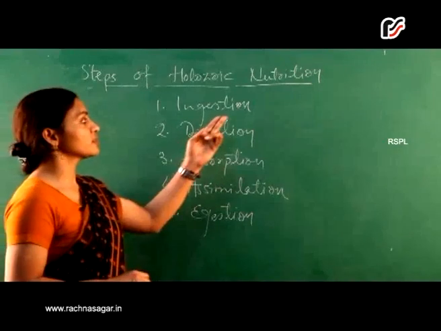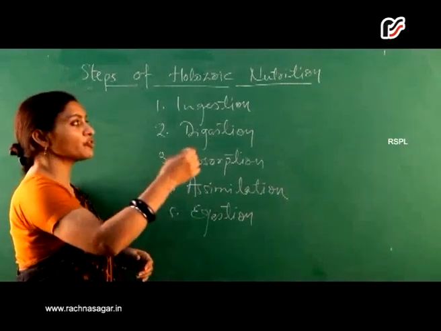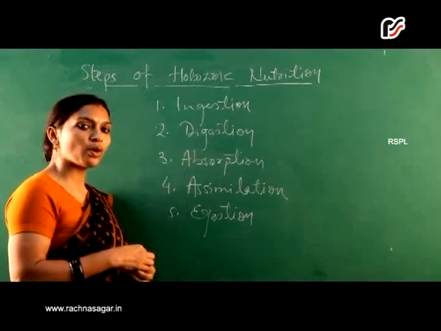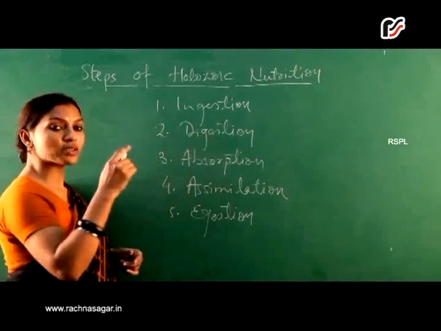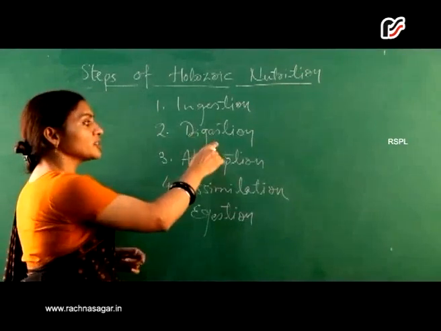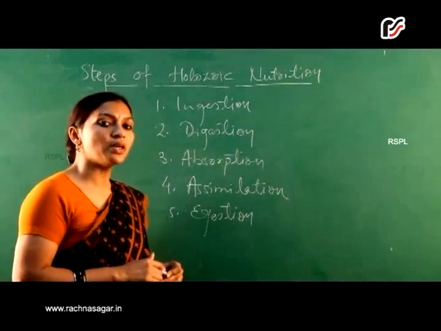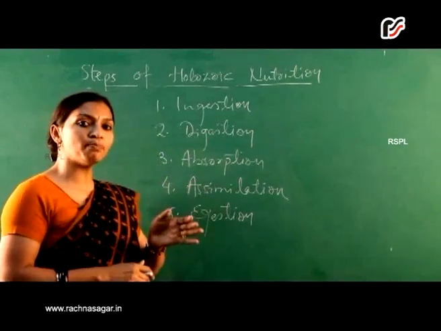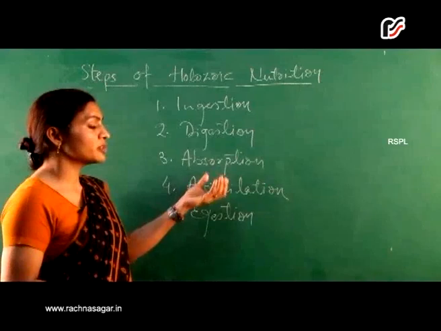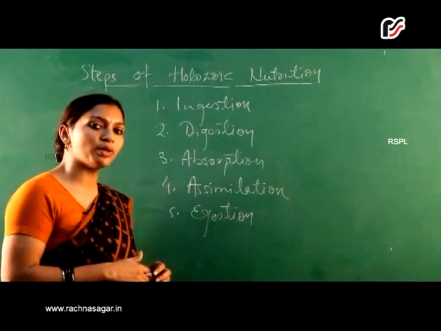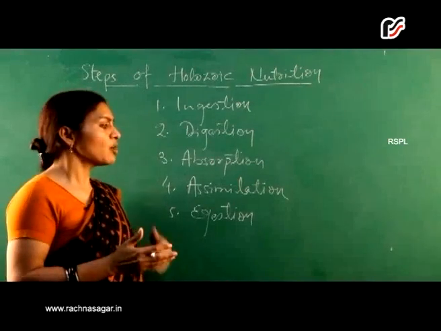The first step, ingestion, means intake of food. The food is taken in. In some of the creatures it is swallowed as such, or in others it is chewed and then swallowed. As I have said, it is complex food component. Then is digestion. During this process, breakdown of complex food material occurs and it converts into simple food components which are soluble in water. Then is absorption. The digested food, which is readily soluble in water, is absorbed and moves to the body, that is via blood or other body fluids.